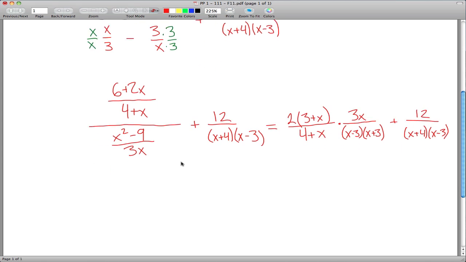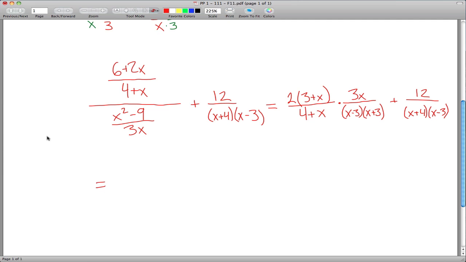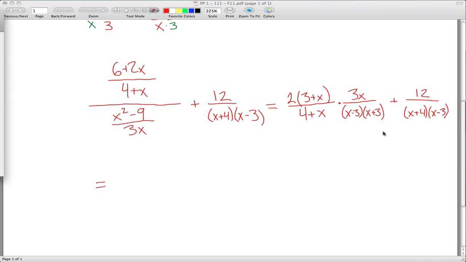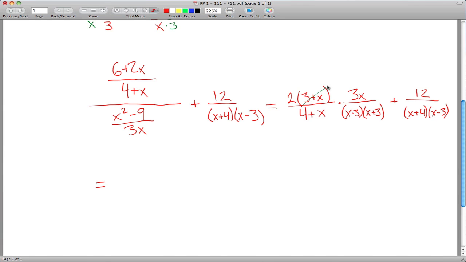All right, moving on. Something that we have up here that's kind of nice. We have 3 plus x and x plus 3. Addition, it doesn't matter what order you do it in, right? 3 plus x is the exact same as x plus 3, so we can cancel those guys out. And then if you put together what we have, 2 times 3x is 6x. And in the denominator we have x minus 3 times 4 plus x.